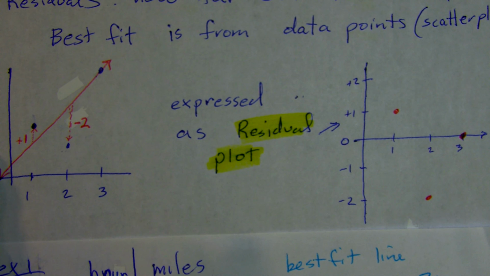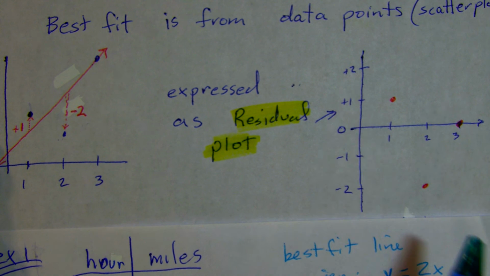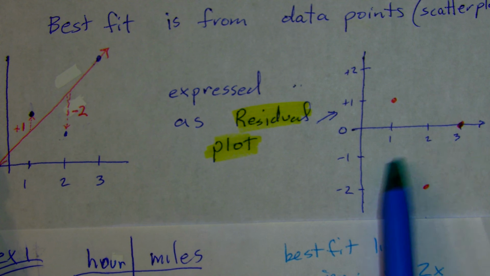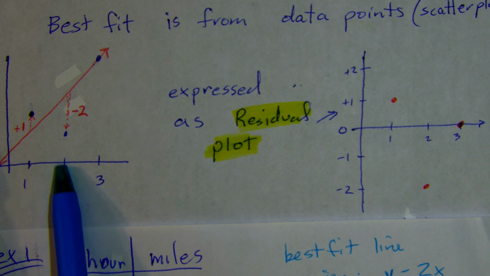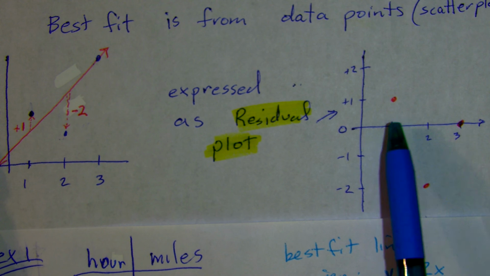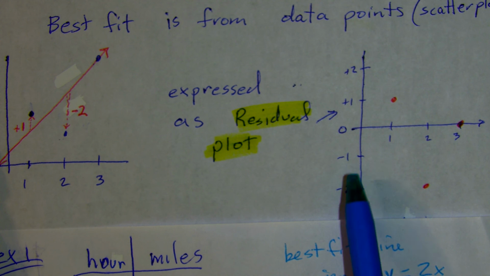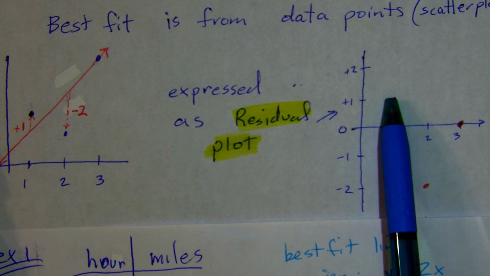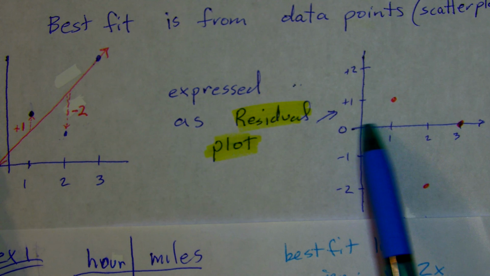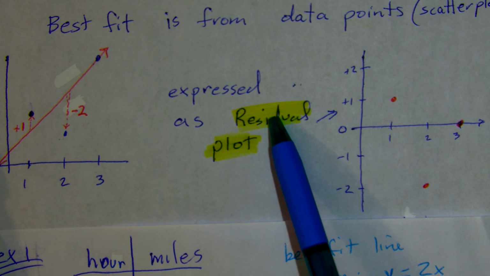So the way we express that is this new kind of plot. You haven't seen this before. But the plot, what it does is it says, at time 1, 2, and 3, just like we had over here, 1, 2, and 3, how far up, +1, versus how far down, -1, -2, each point is from our line of best fit. This is not the line of best fit. This has nothing to do with anything other than the residuals.